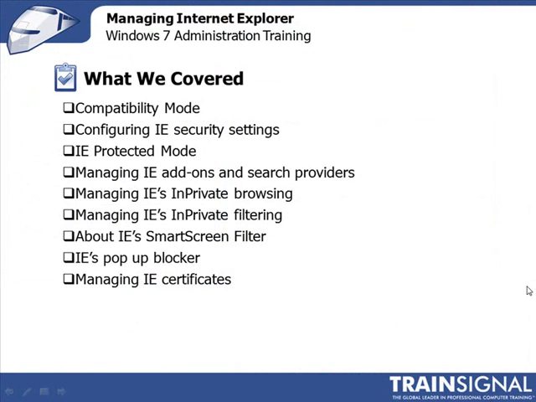We covered a lot of items to do with Internet Explorer in this lesson, including compatibility mode, configuring of IE security settings, including zones and particular security levels. You learned about what IE protected mode is, and you learned about how to manage IE add-ons and search providers. You looked at both of the in-private techniques, including browsing and filtering, and we saw Smart Screen Filter in action and why it's so important. You got a peek at IE's pop-up blocker settings, and then we looked at why SSL certificates are so important to a safe browsing environment.